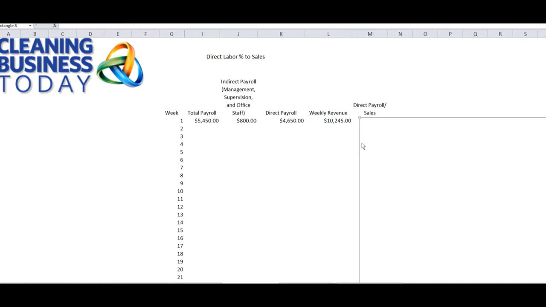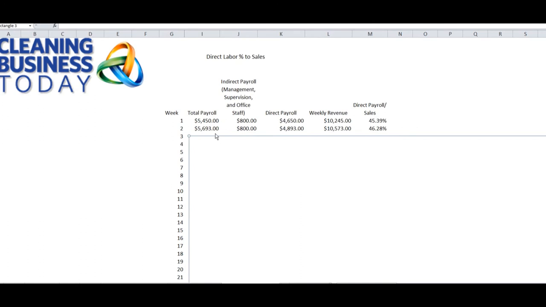Now I want to take that number, divide it by my weekly revenue. In our example here, we're assuming our weekly revenue is $10,245. So I take the $4,650, divide it by the $10,245 in this formula here, and it gives me a direct payroll to sale of 45.39%.